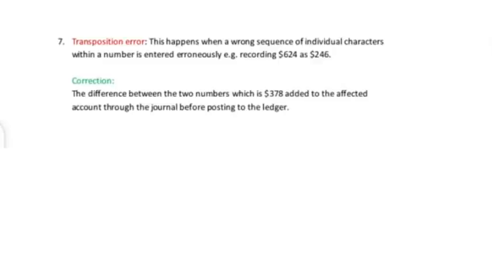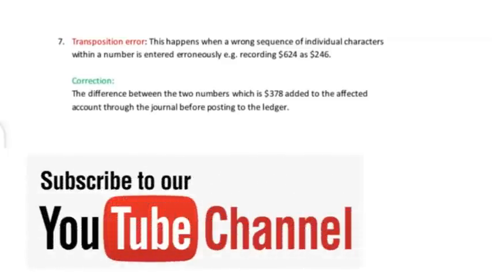Transposition error. This happens when a wrong sequence of individual characters within a number is entered erroneously. Example: recording 624 as 246. The difference between the two numbers needs to be removed or added in the journal, as the case may be, and then post to the ledger.